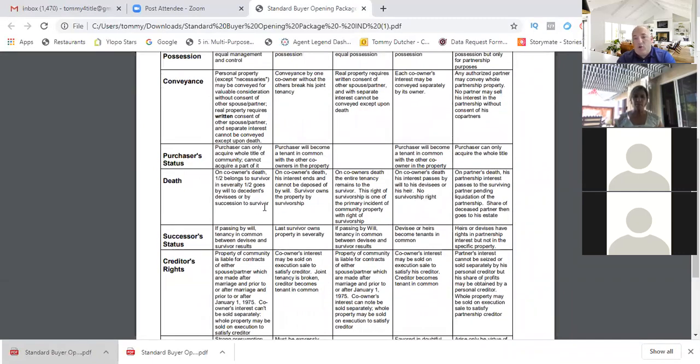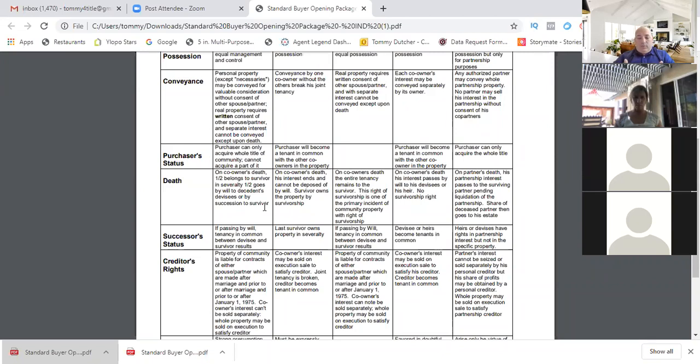Upon deaths, on co-owner's death, his interest passes by will. So to his devisees or his heirs, no survivorship rights. So I pass away, my 30% that I own on that property, it could be willed to my daughter or anybody that I state. However, if it is not in a trust, that 30% would need to go through probate to transfer. Okay.